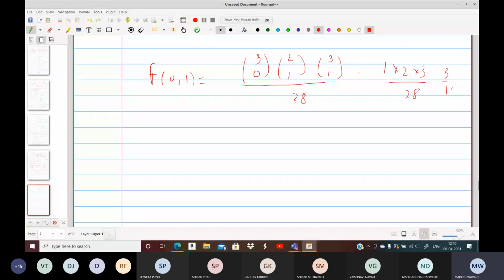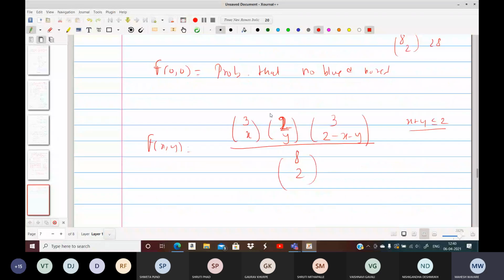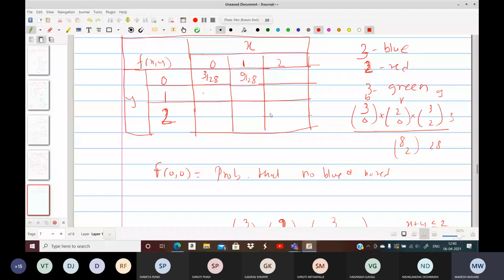Likewise, everything is calculated. Here you get f of 1 comma 1 also as 3 by 14. Can you have f of 1 comma 2? f of 1 comma 2 is not feasible, because x plus y would be 3, and x plus y has to be less than or equal to 2. So here there is no value. Keep it in mind.